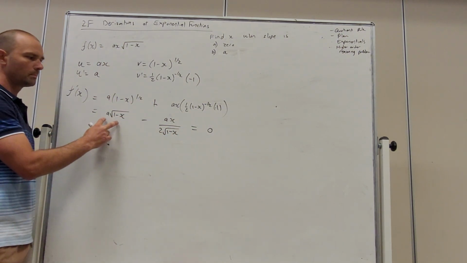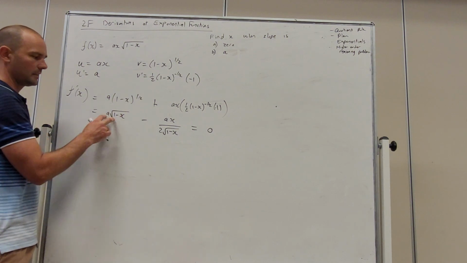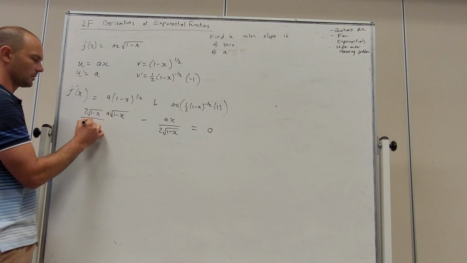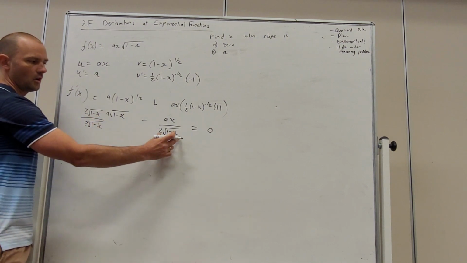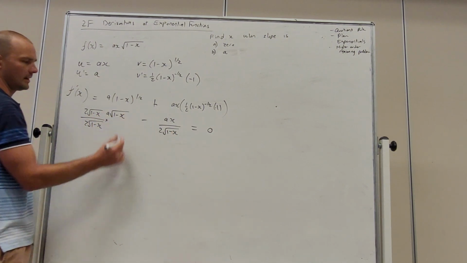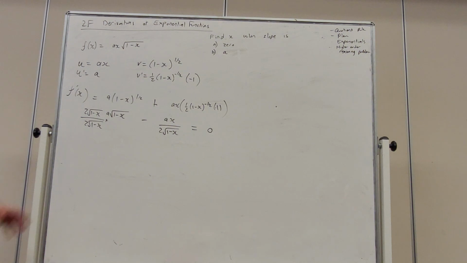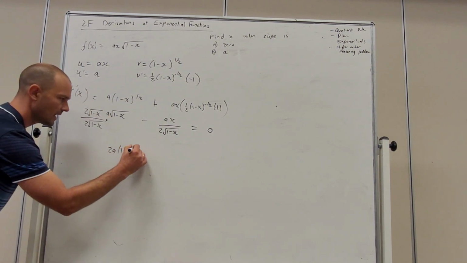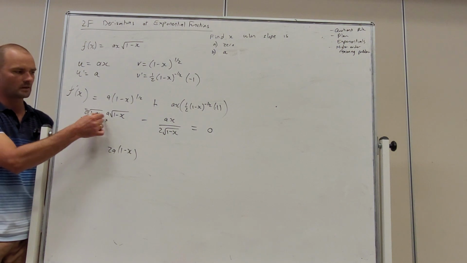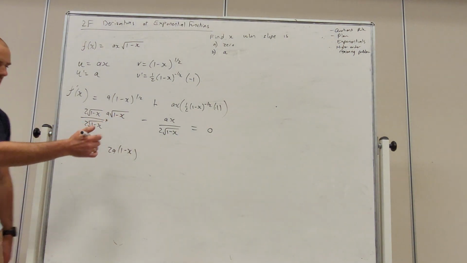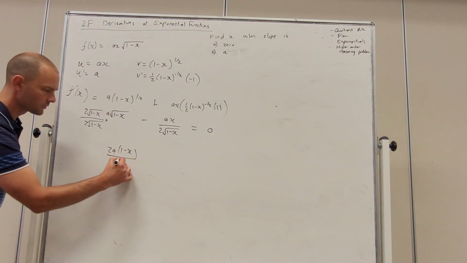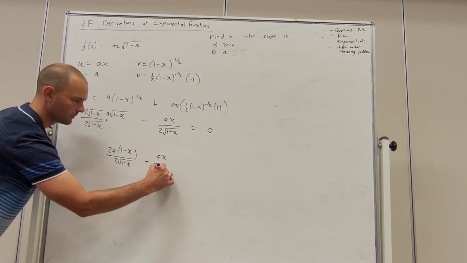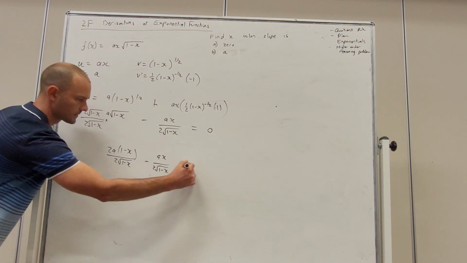So I'm going to multiply this term by 2 square root 1 take x on top of 2 square root 1 take x, right? I'm multiplying it by that denominator. This term will become 2a times (1 take x), and the square root of 1 take x times the square root of 1 take x, all on top of 2 times the square root of 1 take x, and then take away ax, all on top of the square root of 1 take x.